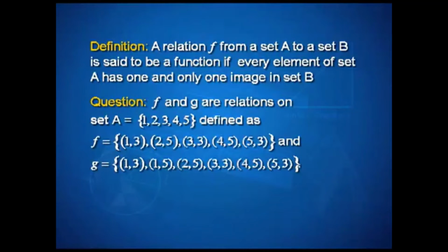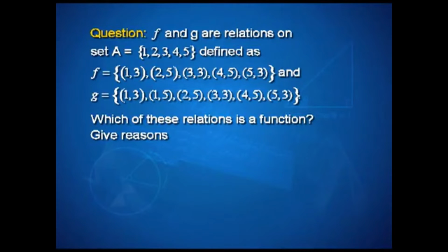So, if I have a relation F and a relation G defined on set A, which has 5 elements 1, 2, 3, 4 and 5, and the two relations are defined as lists of ordered pairs, F and G both being given. Now, which of these relations is a function? You also have to give reasons. So, if you keep the definition in mind, all elements of set A must be uniquely related to elements of the set B. So, as you can see in the first case, we are looking at (1, 3), (2, 5), (3, 3), (4, 5), (5, 3).